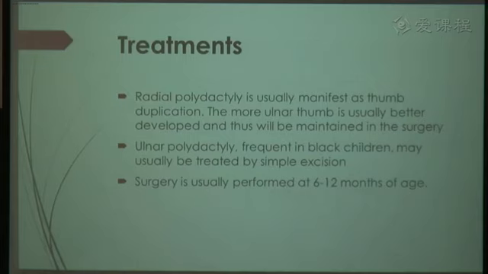And for ulnar polydactyly, which means the extra finger is close to the small finger area, it's actually very frequent in black children for some reason. It will usually be treated by simple excision of the extra finger. And the surgery is usually performed at 6 to 12 months of age.